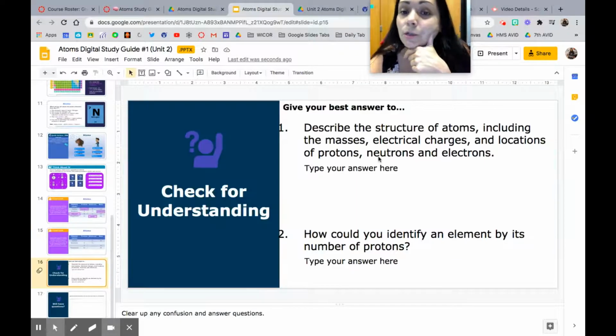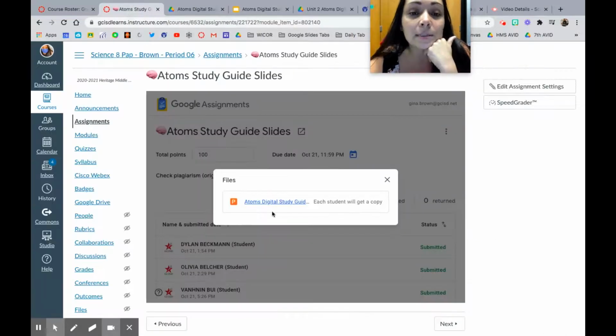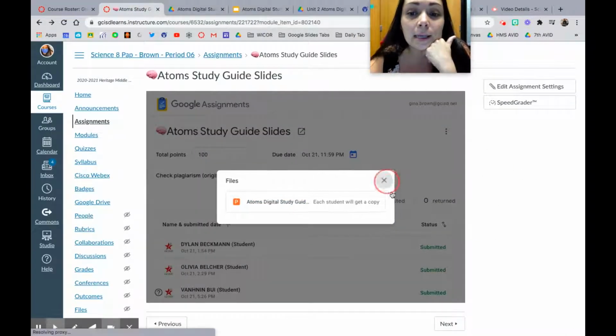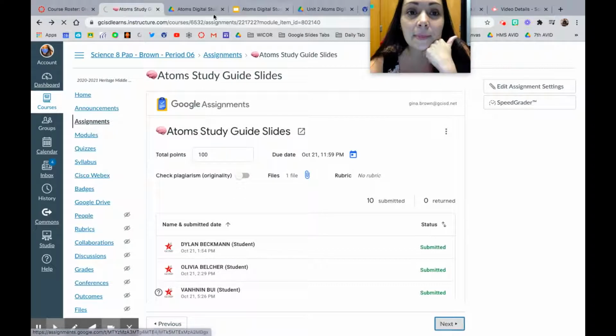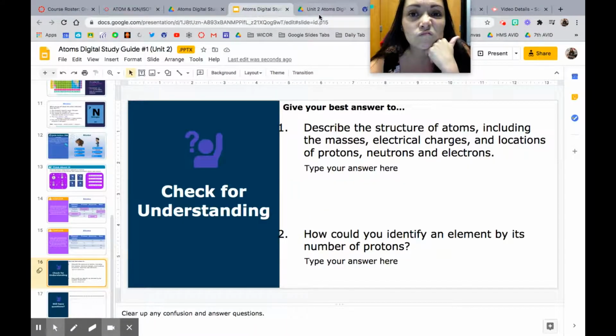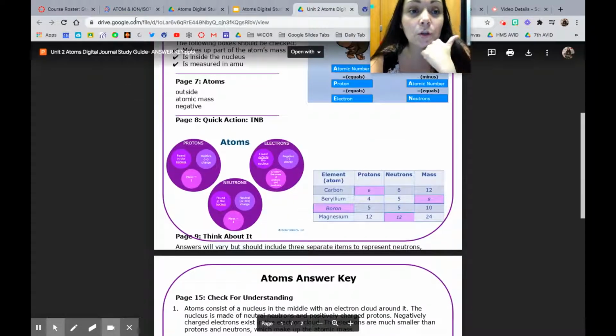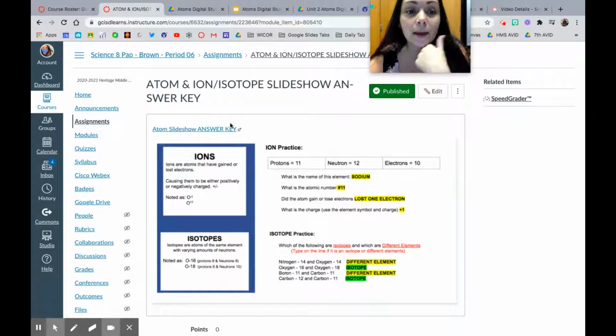And then here you're just going to describe what you learned about the structure of an atom. What does it look like? What are the parts? What are those charges? Where are they located? What's the mass? All that jazz. And then don't forget, you can look on the Atom Study Guide and you can hit the next button and that will pull up the answer key that I just went over. So you have it there for you as well, just in case I went too fast.